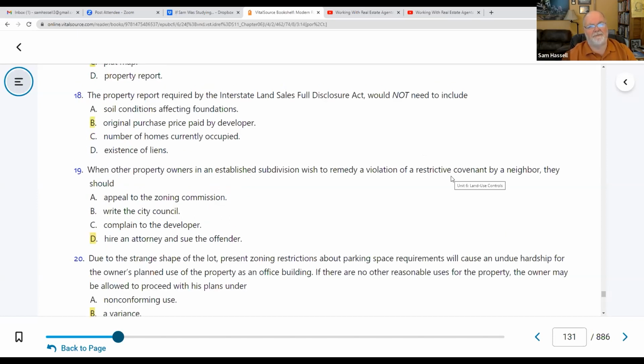Number 18, a property report required by the Interstate Land Sales Full Disclosure Act would not need to include the original purchase price paid by the developer. It doesn't matter. Maybe he was willed it. It was willed to him. He got it for free. It doesn't matter. But it has to have the soil conditions that affect the foundations, the number of homes currently occupied, and the existence of any liens on the properties. Okay? The original purchase price does not matter.